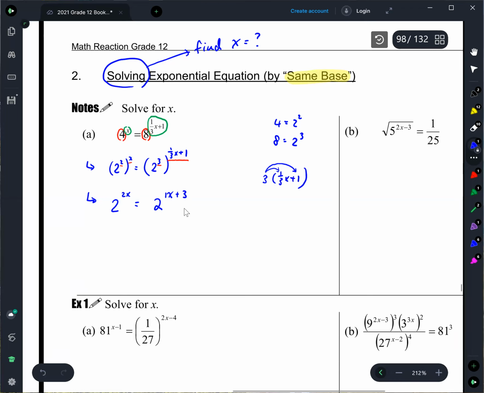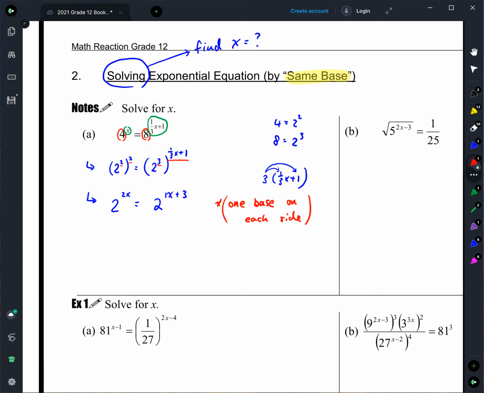The left-hand side is 2 to the 2x. Both sides should equal each other, right? Now the bases are already the same. Please write this down. You have one base on each side. After you have one base on each side, then you can drop the base.